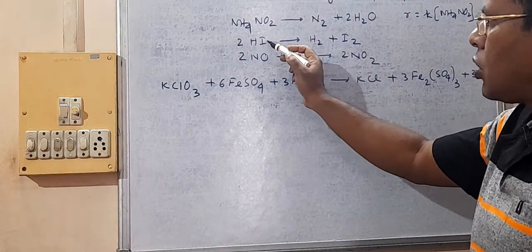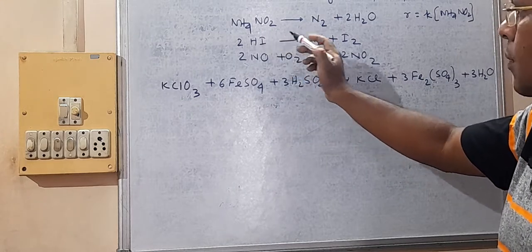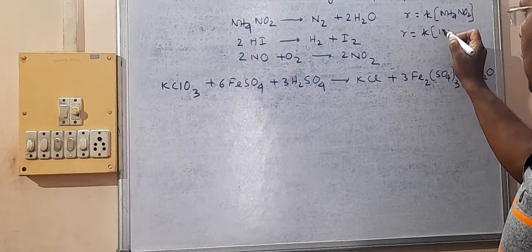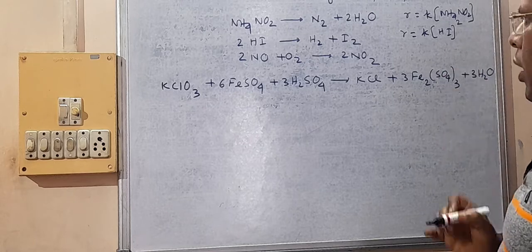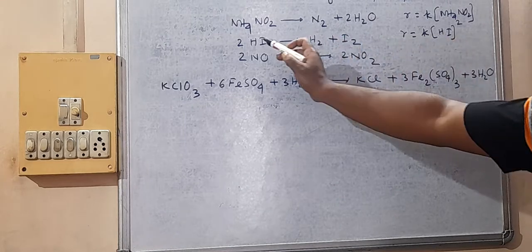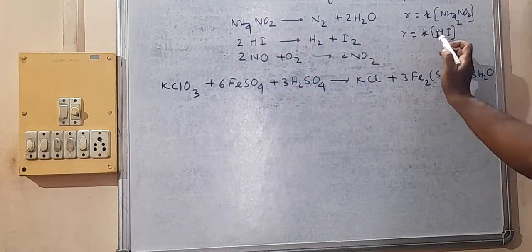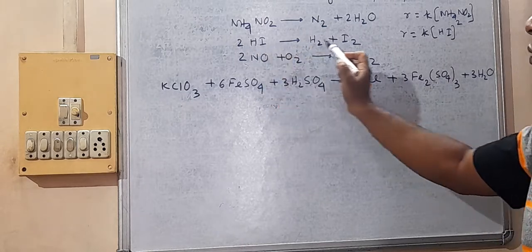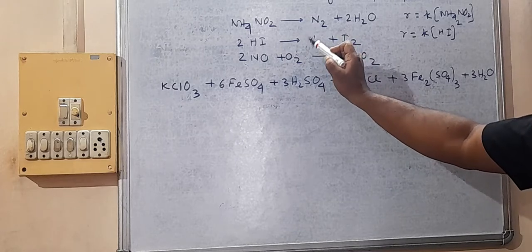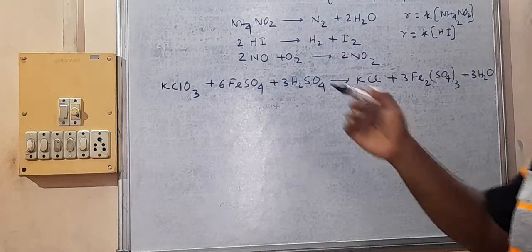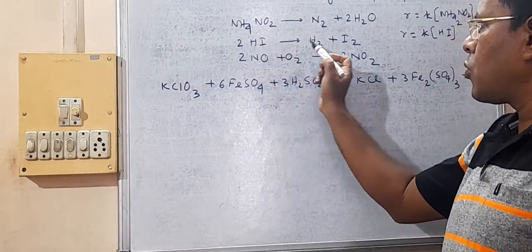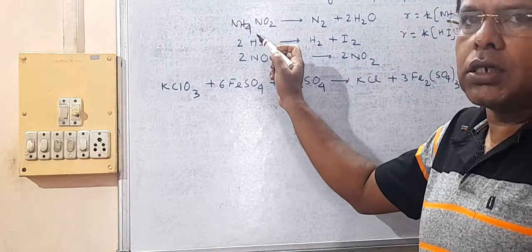Coming to the second reaction, decomposition of hydrogen iodide. On doing experiment, we get the rate law to be k[HI]². So once again you see it is matching with the reactant coefficient. So it is also an elementary process, and the order of this reaction is 2, and simultaneously two molecules are colliding for the process to take place.